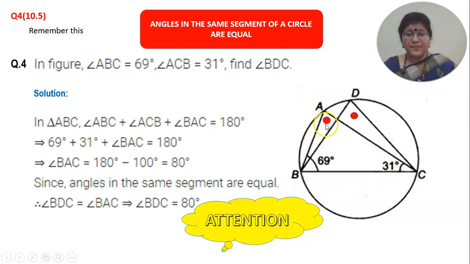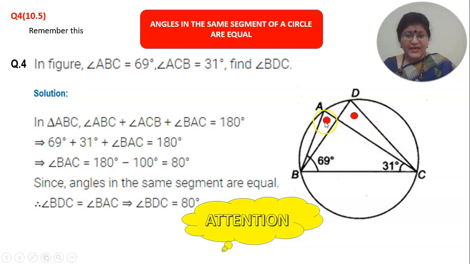In this triangle BAC, angle B is 69 and angle ACB is 31. So the measure of angle BAC will be 80 degrees. You can draw this triangle separately and find out the answer. It will be easier to do it that way. So you get this angle as 80 degrees.